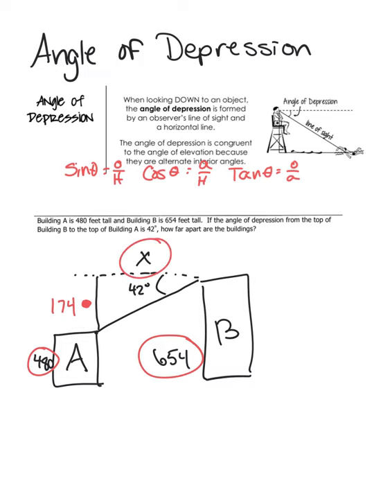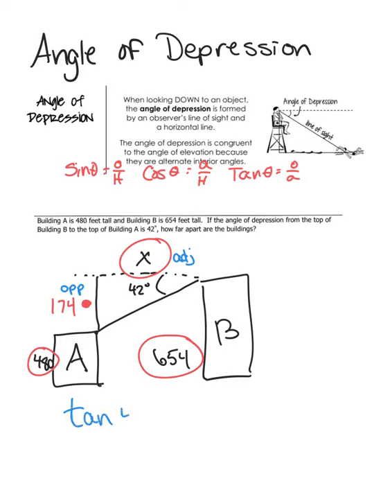So based on my 42-degree angle, this side is my opposite. 174 is my opposite, and x is my adjacent. So again, I'm using the tangent. I seem to be using the tangent a lot here. That's not necessarily always going to be the case.